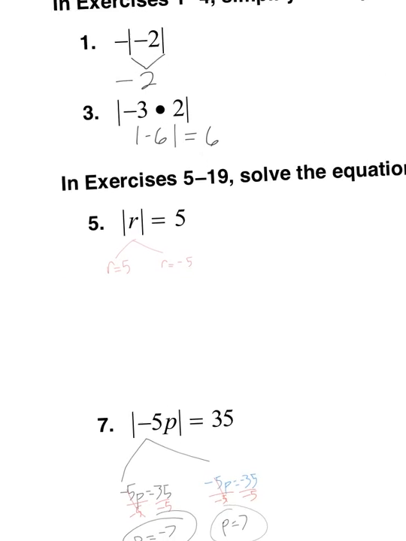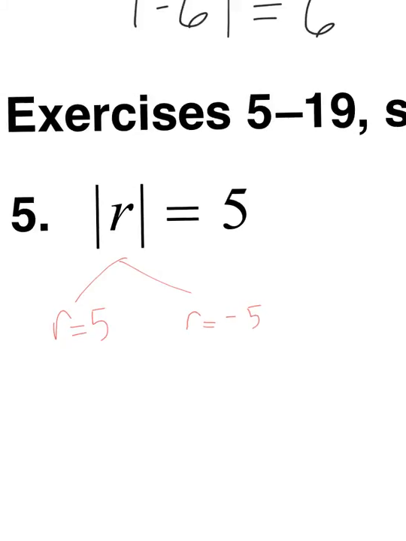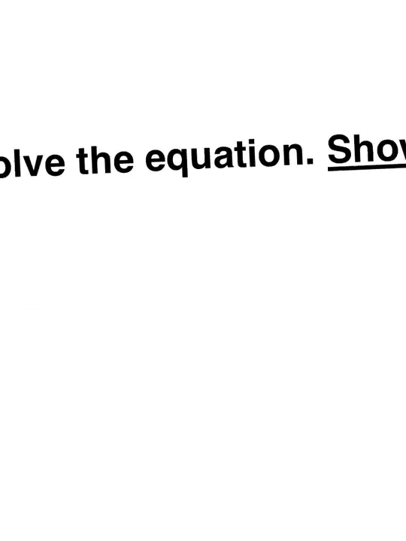Okay, so let's talk about numbers 5 through 19. You're going to have the positive and negative solution to every problem. Again, for more detailed explanation, look at my 1.4 video notes. So the absolute value of 5 and absolute value of -5 is 5. That's really all there is to number 5.